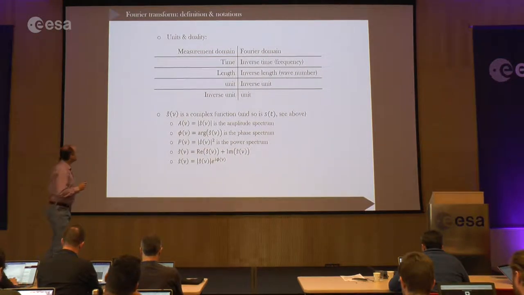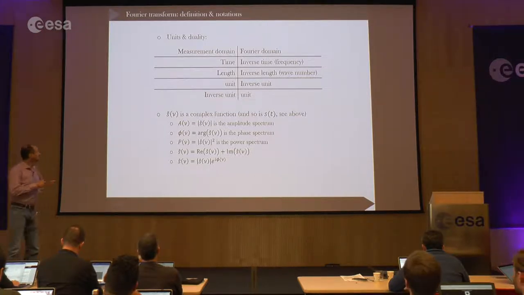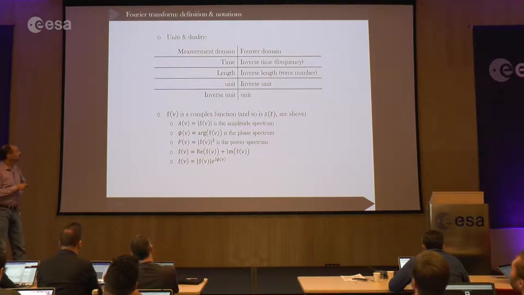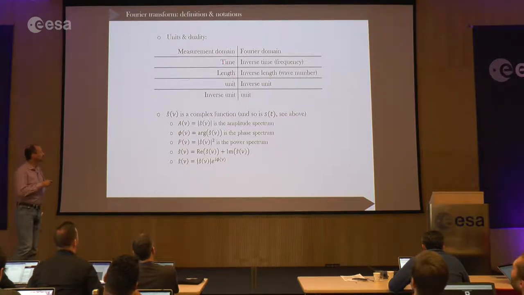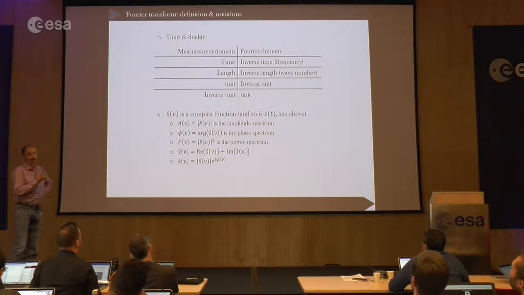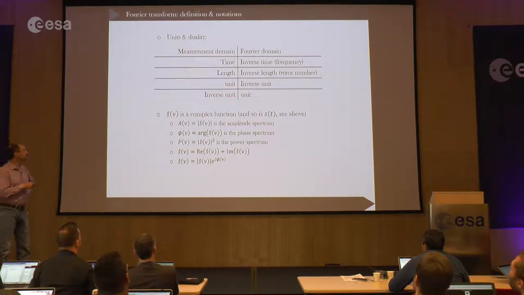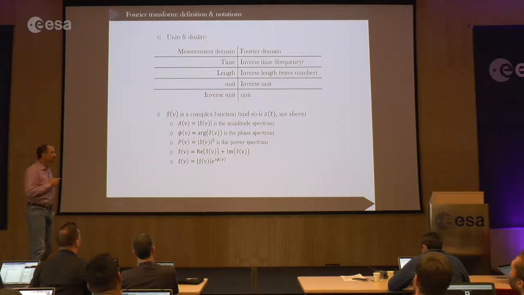So these two transforms introduce the concept of duality. You will have various possible units, so time, length, whatever unit. And in the Fourier domain, you will have inverse time, so that would be a frequency. And if you have a length, that would be the inverse length, or wave number. Whatever unit, it would be the inverse unit, and so if you input an inverse unit, you would get back your initial unit.